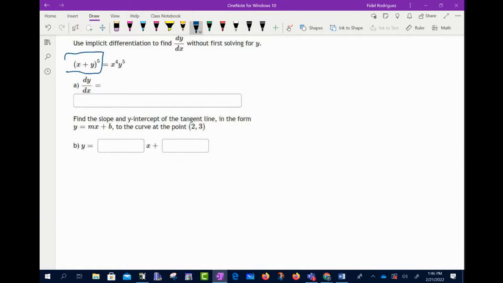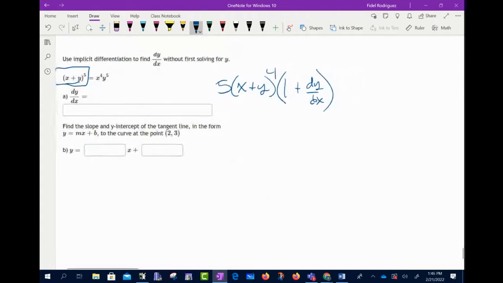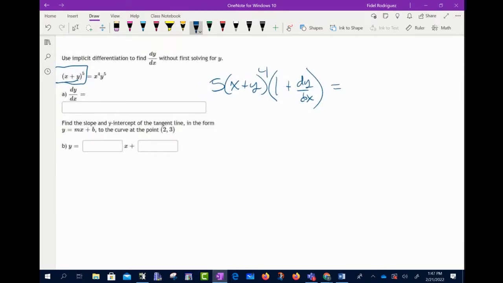Okay, what is the derivative of x plus y to the fifth? 5 times x plus y to what power? To the fourth. Now we have to take the derivative of what is inside. What's the derivative of x? What's the derivative of y? There you go. You've done the first part. Awesome.